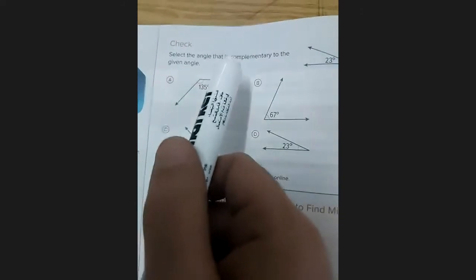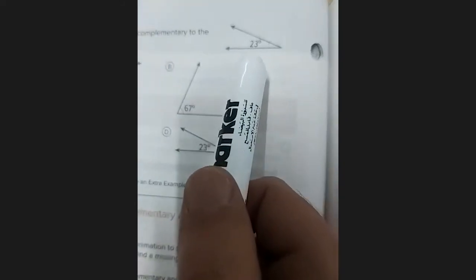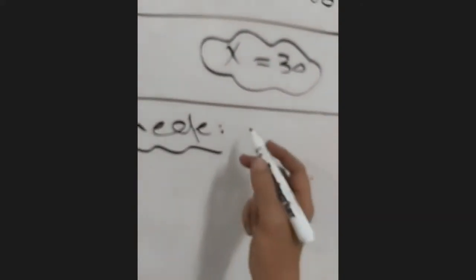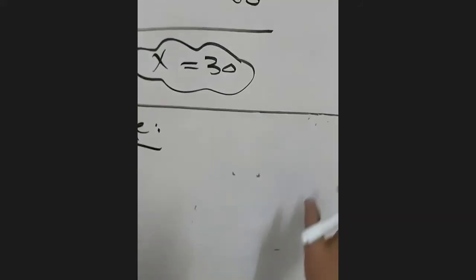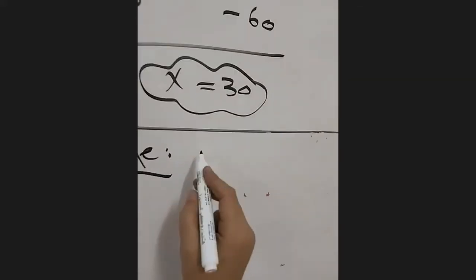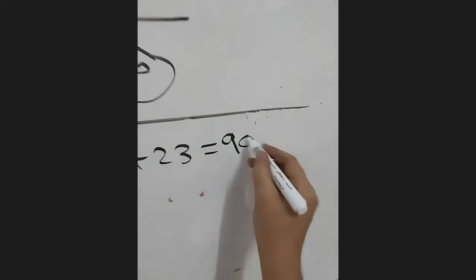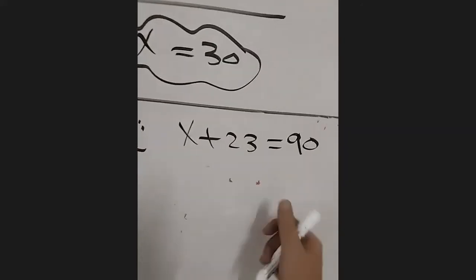Check. Select the angle that is complementary to the given angle, 23 degrees. Given angle, how much? 23 degrees. So the given angle is 23. What's the equation I need to write to find the complementary? 23 plus x equals 90, or x plus 23 equals 90. We can write it like this, right?